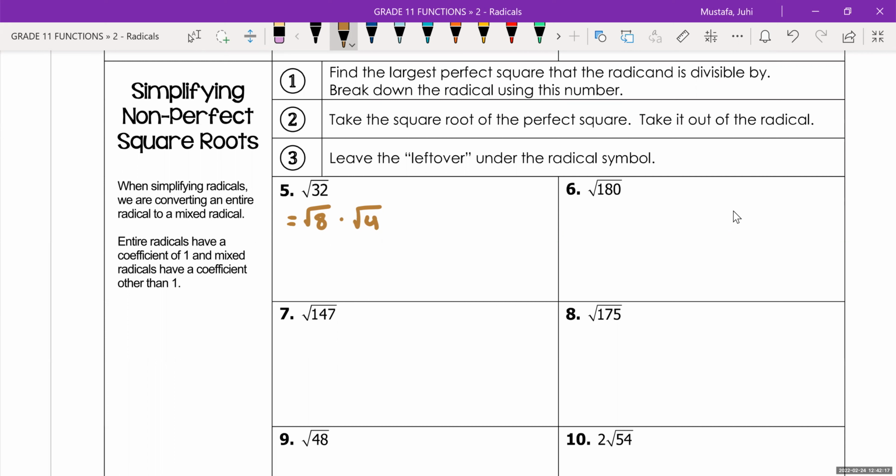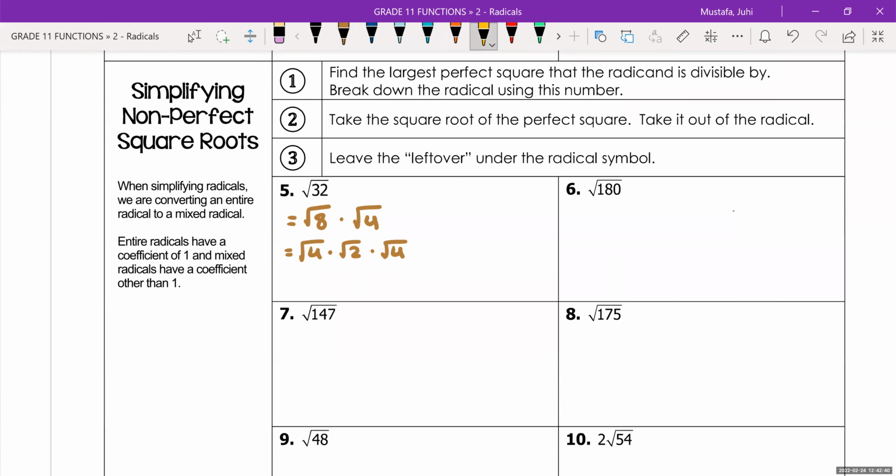So are any of these a perfect square already, Tanisha? Yeah, root 4 is a perfect square. So we're done. We don't have to break that down anymore. But how about root 8? Can we break that or simplify that any further, Sarah? Yeah, so I'm going to split that up again, and I'm going to write it as root 4 times root 2 times root 4.